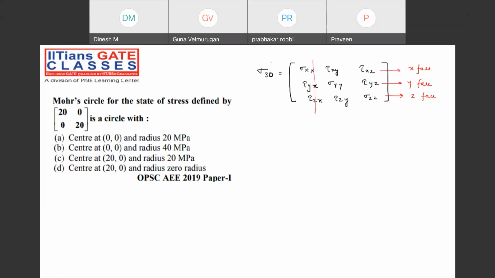In this column, if you just move like this, it is nothing but the x direction, y direction, z direction. First of all, you need to understand the meaning of sigma xx. Let me just show you by the cubical element.